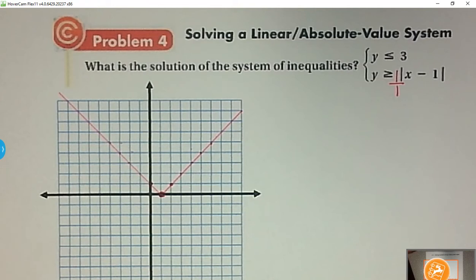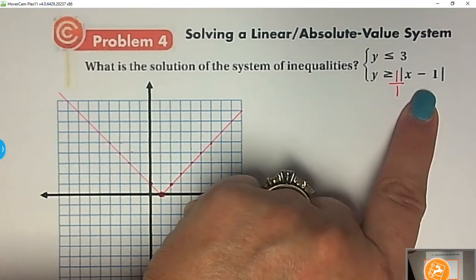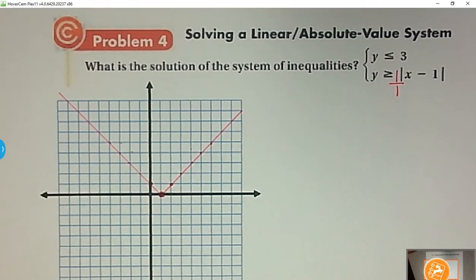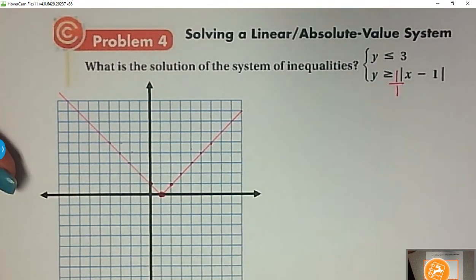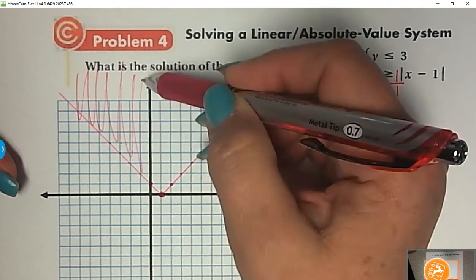How come your vertex isn't at -1, 0? Because remember when it's inside, we do the opposite, and it goes left and right. If it comes after the absolute value, that's when it shifts up and down, and we do the same as the sign. Do you remember when we did that with parabolas way back when? It follows the exact same patterns. So this is greater than, it's going to shade on top.